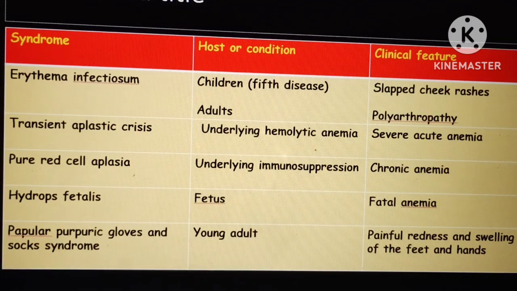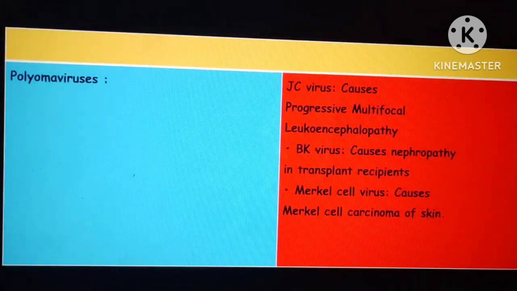So erythema infectiosum in children usually presents as slapped cheek rash, whereas in adults it is polyarthropathy. Transient aplastic crisis happens because of a hemolytic anemia and is manifested as anemia only, and PRCA, because of an underlying immunosuppression, causes chronic anemia. Hydrops fetalis is present in the fetus as fetal anemia. So coming to Gloves and socks syndrome, it causes painful redness and swelling in both the feet and the hands.